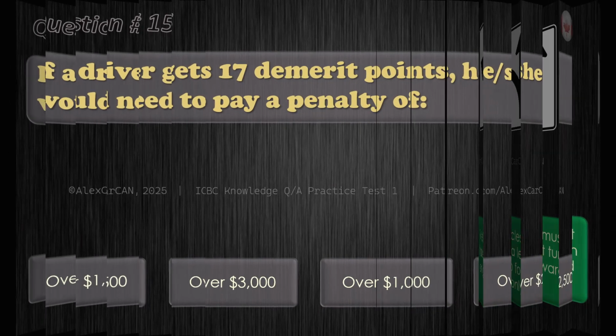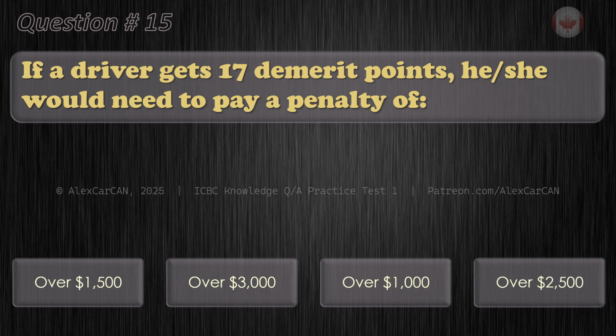Question number 15. If a driver gets 17 demerit points, he or she would need to pay a penalty of over $1,500, over $3,000, over $1,000, over $2,500. The correct answer is over $2,500.